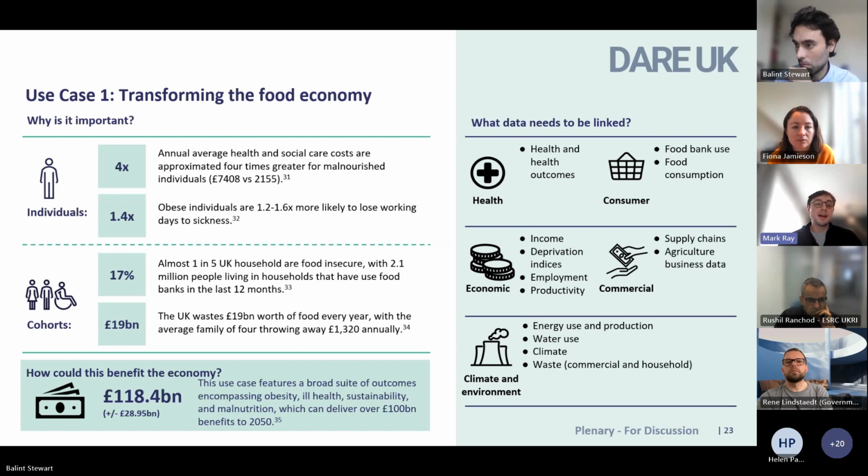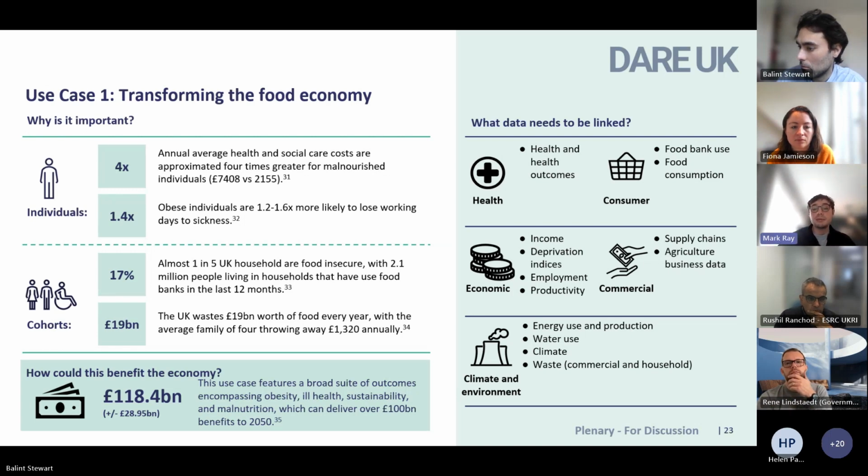And then at a cohort and society level, almost 1 in 5 UK households are estimated to be food insecure, while simultaneously as a nation, we waste 19 billion pounds worth of food each year. So it's quite clear to demonstrate to the public that our food economy is not optimised and that there are significant opportunities to benefit the public if we can understand and measure the multitude of interactions and outcomes across the multiple domains. And then think about what this could mean for the economy.